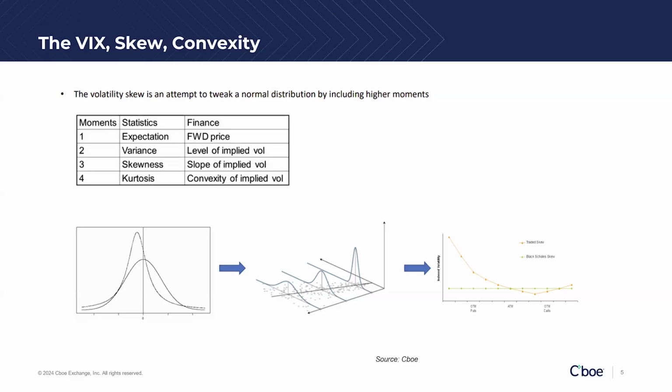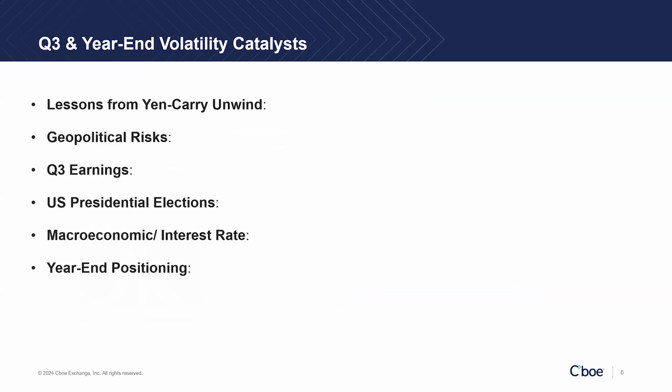Okay. All right. As we enter into year end, we've had a number of risks that index option traders were grappling with, including lessons from the yen carry unwind, geopolitical risk, Q3 earnings, the U.S. presidential elections, the macro interest rate environment, and year-end positioning.